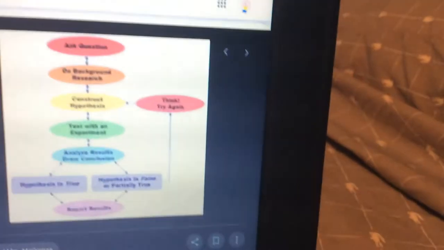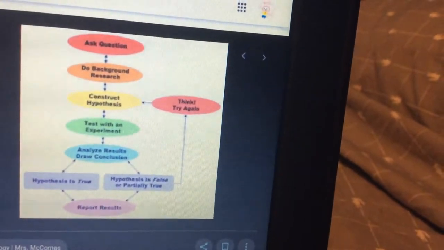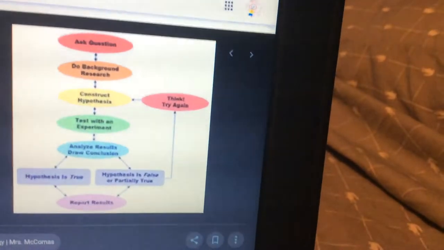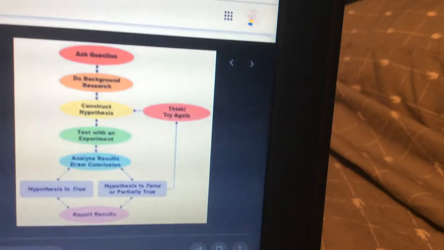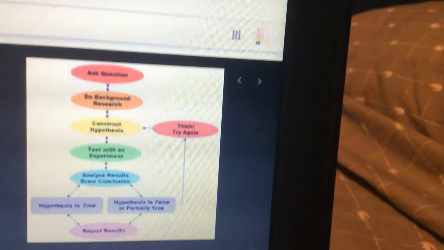Okay. So, ask questions, do background research, construct hypothesis, test with an experiment, analyze results, draw a conclusion. If the hypothesis is true, and if the hypothesis is false, we try again, and then we report the results.